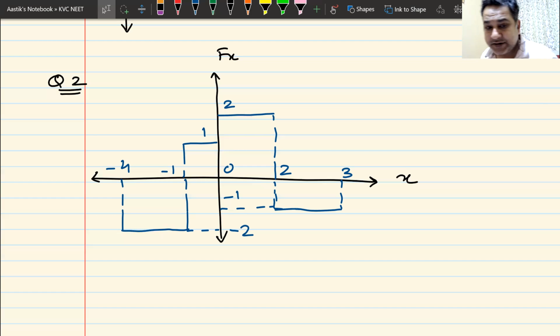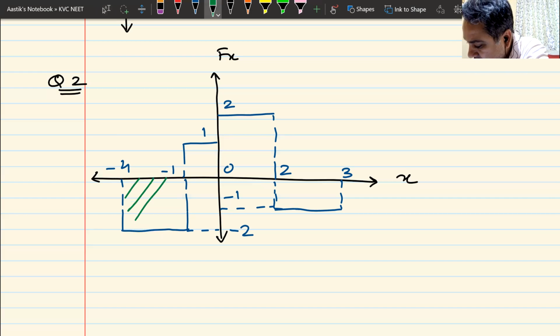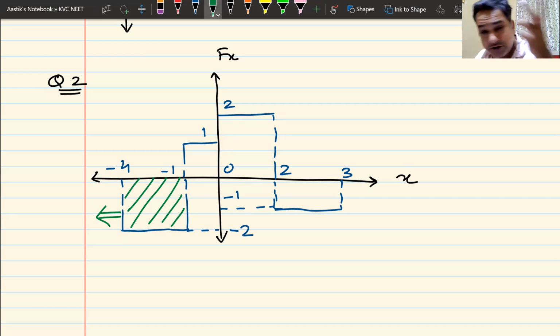Okay, let me now do it for all of you. Let us first do the first one, the green one, area number 1. What is the area of this? Length into breadth, 4 into 2. Answer is 8. Now you have to find out whether it is positive or negative. Simple. It lies in the third quadrant. Force and displacement both are negative. So this has to be positive. I hope all of us have understood this.